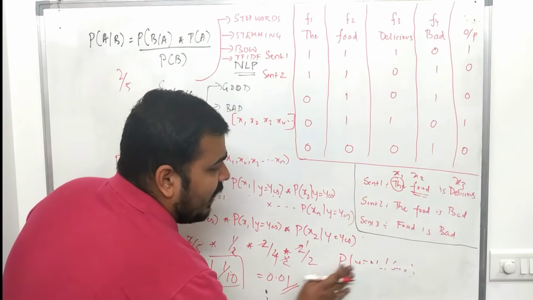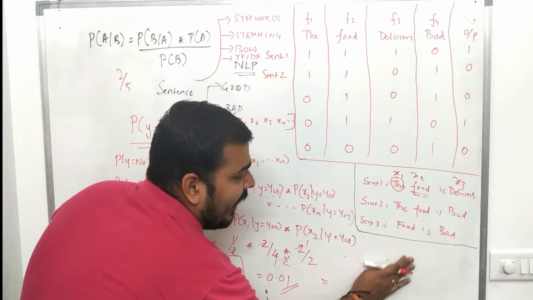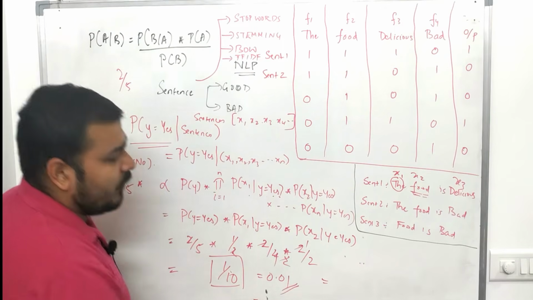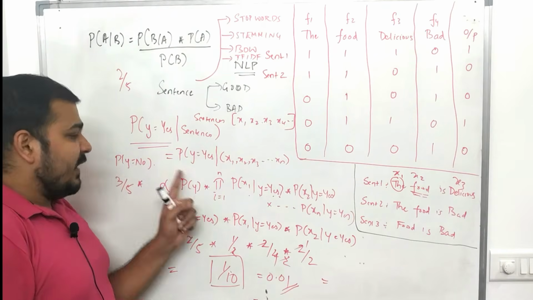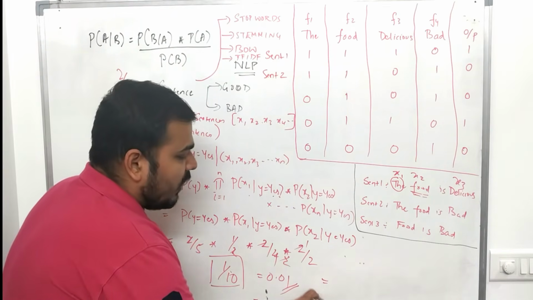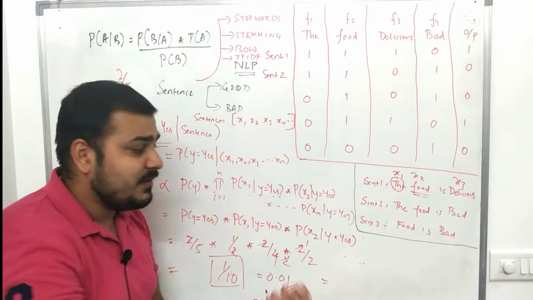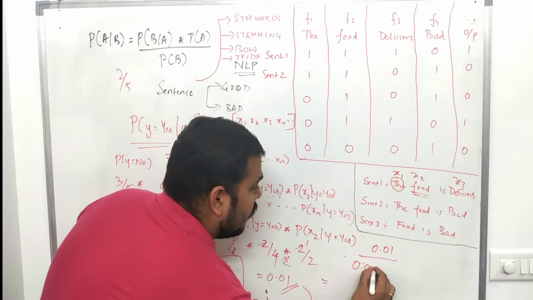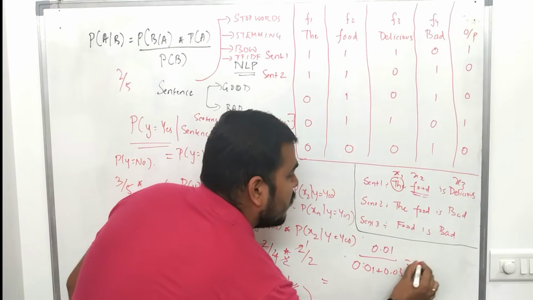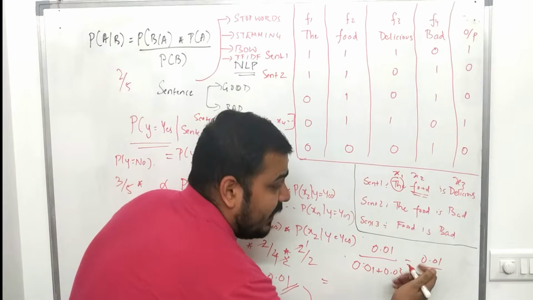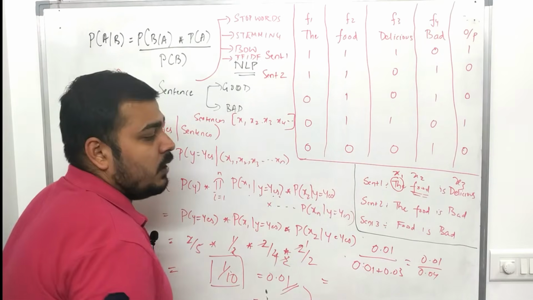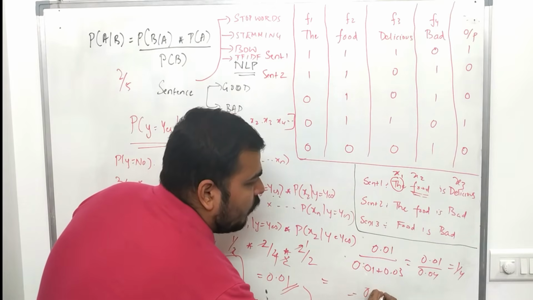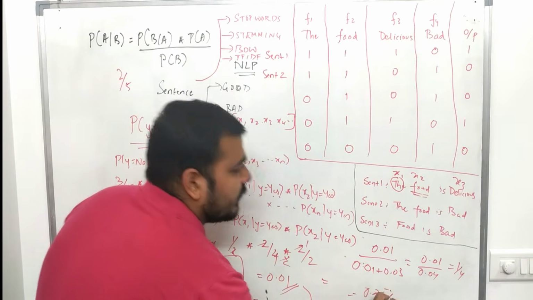After you get this value, we basically normalize this to 1. How will we normalize this to 1? Suppose I got with respect to probability of y as no for the sentence this much value. If I want to normalize this into 1, I will just write 0.01 divided by 0.01 plus 0.03. So this will actually be 0.01 divided by 0.04. Now you can see that it is 1 by 4. 1 by 4 is nothing but 0.25.